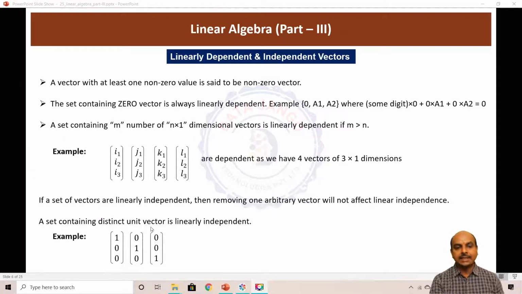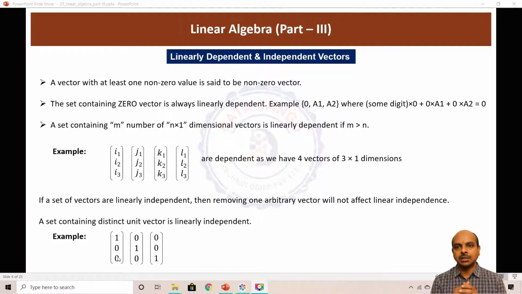A set containing distinct unit vectors. Sometimes when you have other values also, the vector becomes a unit vector. We have some number here, some number here, and some number here, and then also the vector becomes a unit vector. If such unique, distinct, unit length vectors are there, then the set of those vectors is linearly independent. So we have understood the concept of linear dependence and linear independence so far.